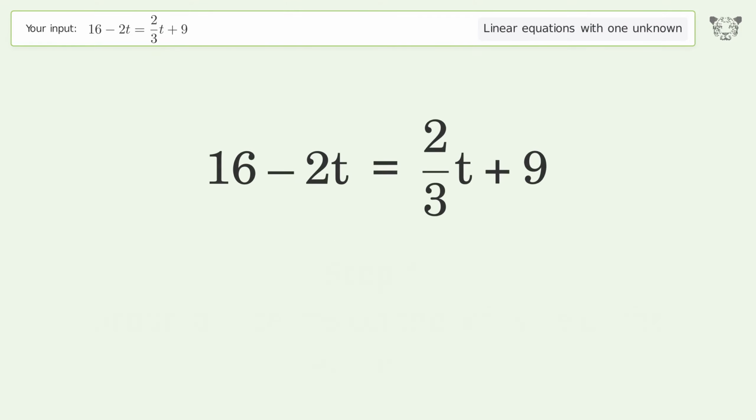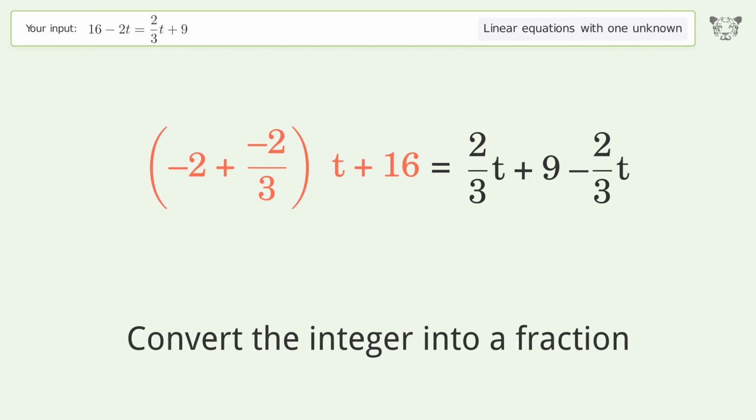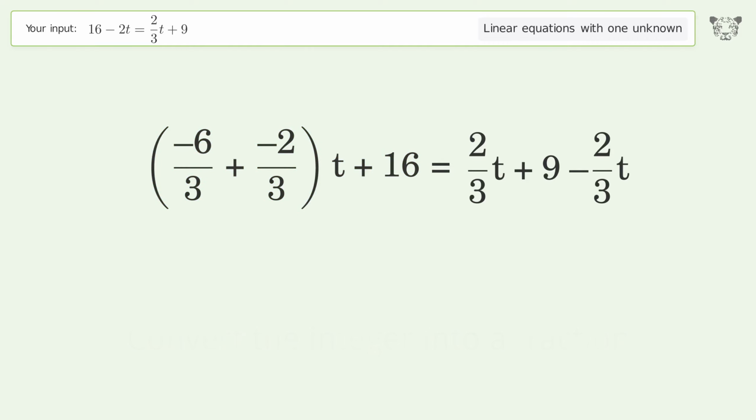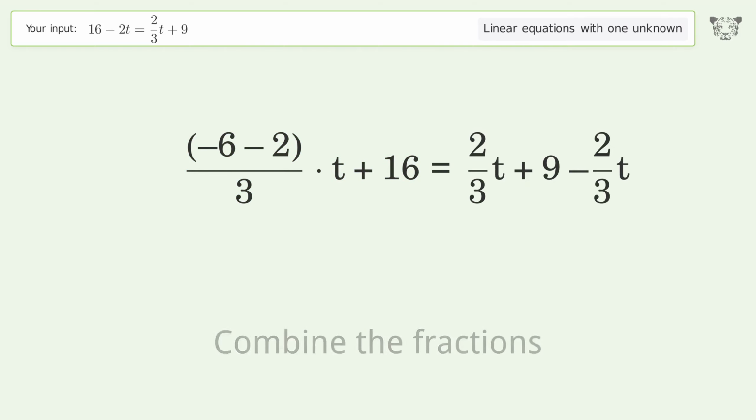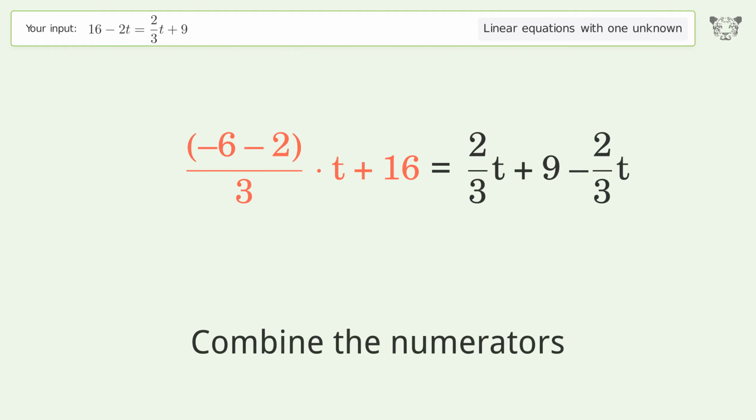Group all t terms on the left side of the equation. Subtract 2/3t from both sides. Group like terms. Group the coefficients. Convert the integer into a fraction. Combine the fractions. Combine the numerators.